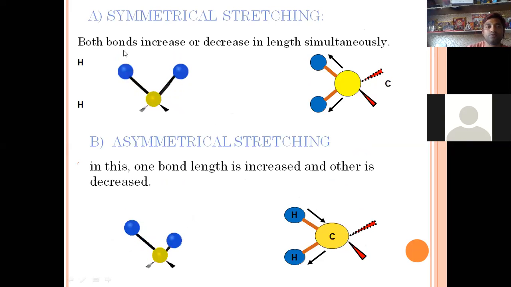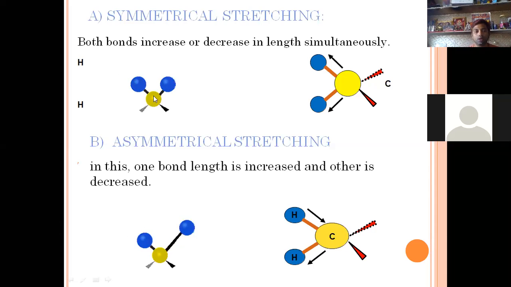Symmetrical stretching, the first one: both bonds increase or decrease in length simultaneously, at a time, no delay. See, both the bonds are going out and coming down at the same time, simultaneous. So bond length decreases or increases.